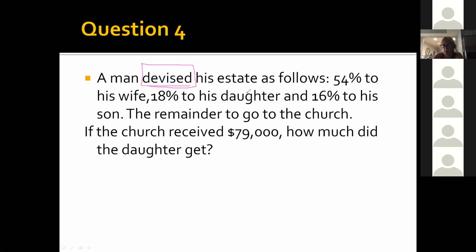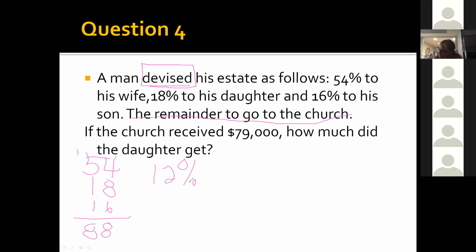This is a common question on the test, just to see if you know how to do math. He gave 54% to his wife, 18% to his daughter, and 16% to his son. So what that adds up to is 4 and 8 is 12, and 6 is 18. So carry the 1, we got 6, 7, 8. We have 88%, right? And the rest of it goes to the church. The remainder goes to the church. So how much did the church get? 12%. Okay, the church got 12%.